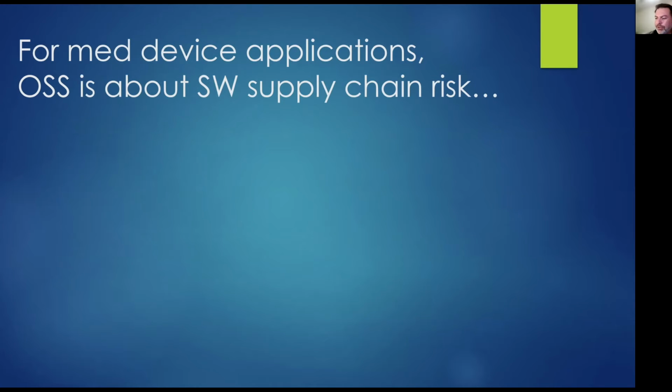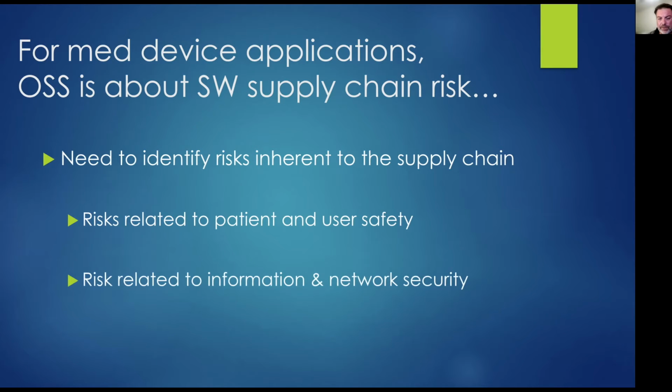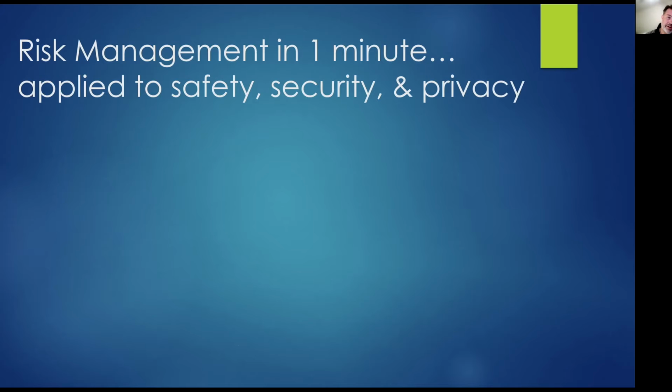For medical device applications, open source is about software supply chain risk. You need to identify the risks inherent to the supply chain. For medical devices, risks are related to patient and user safety, risks related to information and network security, and risks related to local and global privacy. So I'll try to teach you about risk management here in 1 minute, and think about it in terms of safety, security, and privacy, because that captures the scope of the risk management issues that we need to address when it comes to the supply chain.